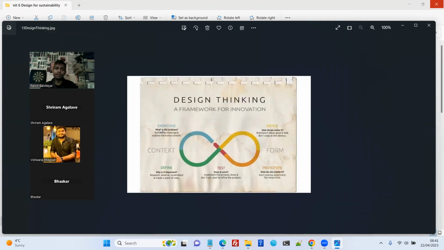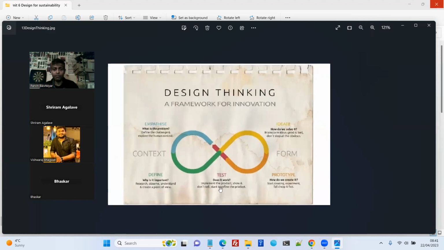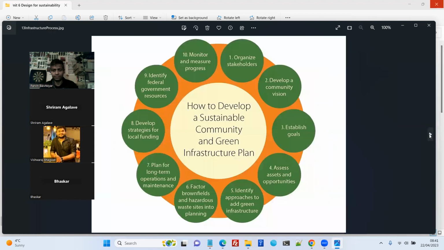And of course, even the design process is circular. Empathize: what is the problem? Ideate: how do we solve it? Prototype: how do we create it? Start creating, experiment and test it. Does it work? Implement the product, show and tell, start to refine the product, define why it is important, and then you go again.